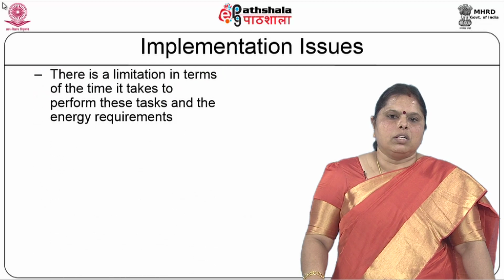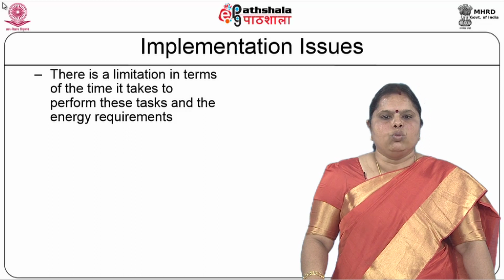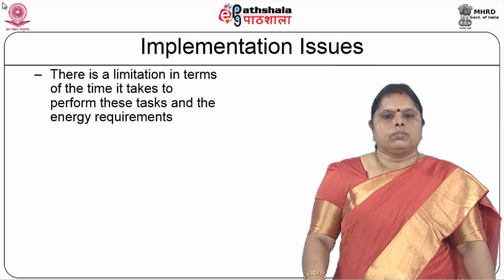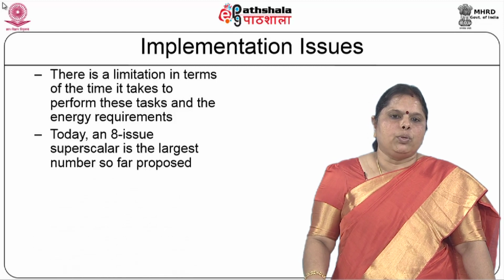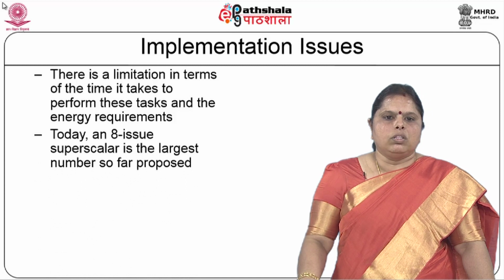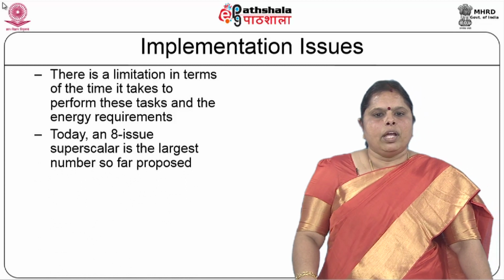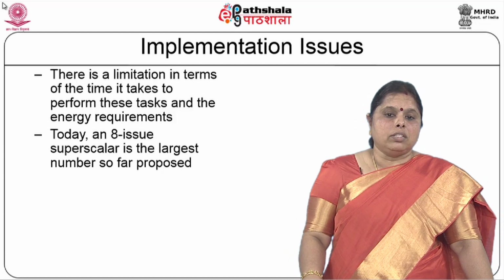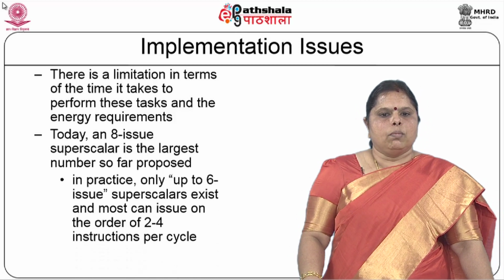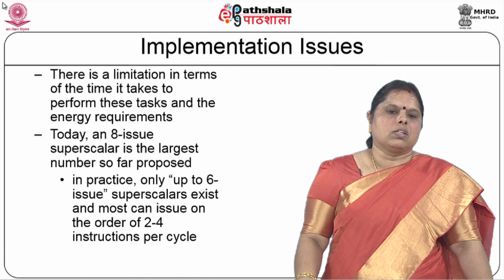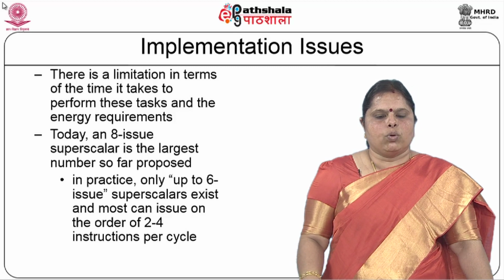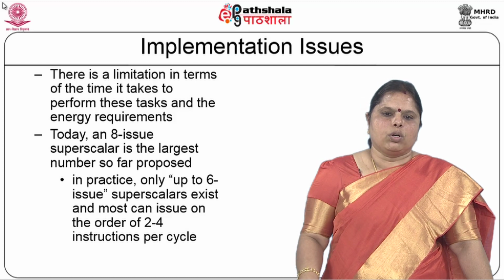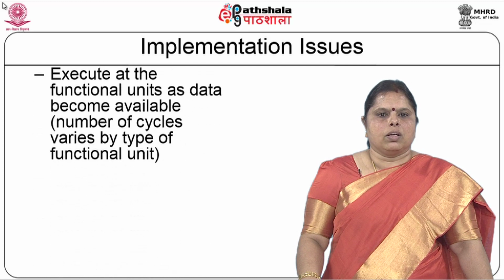One more limitation is the time it takes to perform these tasks, which is a very important limitation, and the energy requirements. How much energy do you consume when you perform all this within a clock cycle? Today, an 8-issue superscalar is the largest that has been proposed, but in practice only a 5-issue or 6-issue superscalar is possible, and you only have to look at in the order of about 2 to 4 instructions every clock cycle.